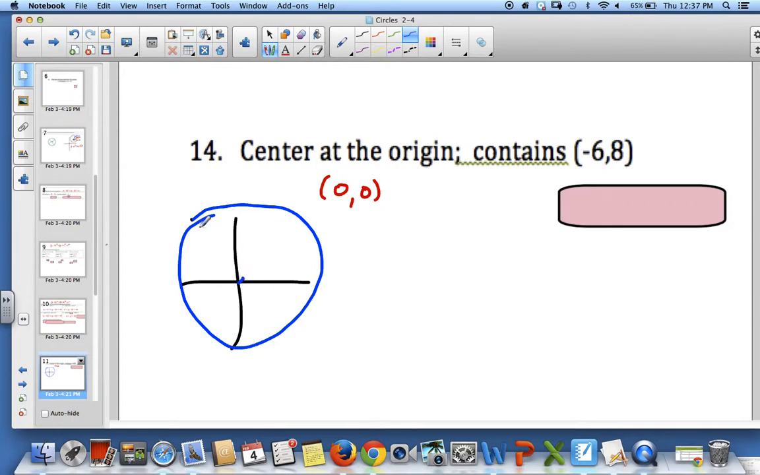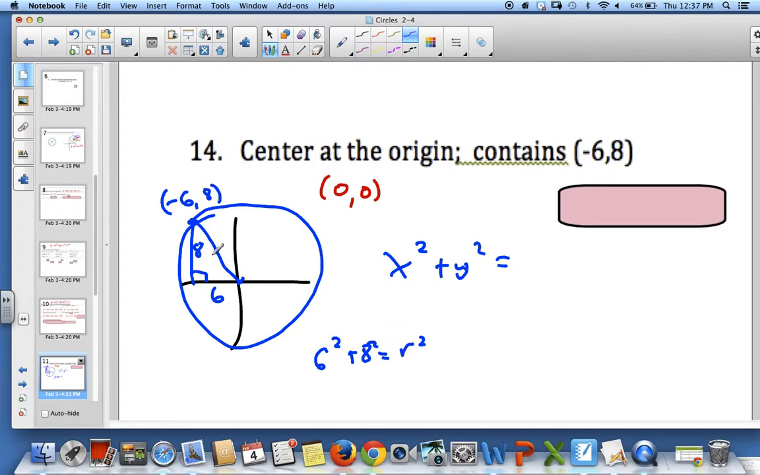So now the center is at 0, 0, so I know it's going to be x squared plus y squared. X minus 0 squared is x squared, and y minus 0 squared is y squared. I just don't know the radius, but I can figure it out, because here's my point, negative 6, 8, and there's the other point here. So the distance between these 2 points, well, I can go down here like this. This distance here is 6, even though the coordinate is negative 6, the distance is 6, and this distance is 8. 6 squared plus 8 squared equals r squared, because this is r.